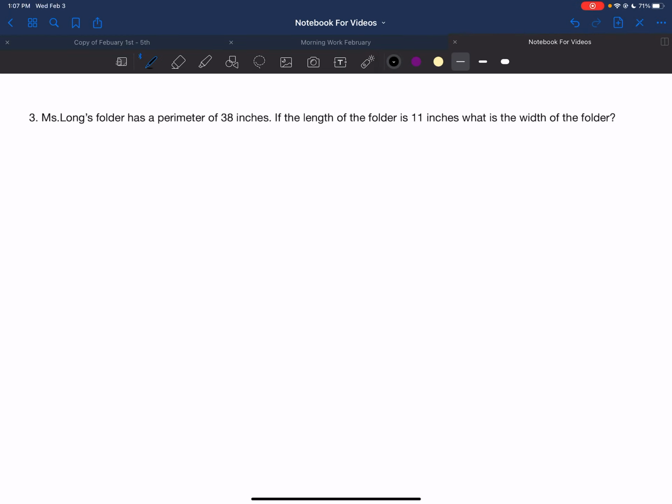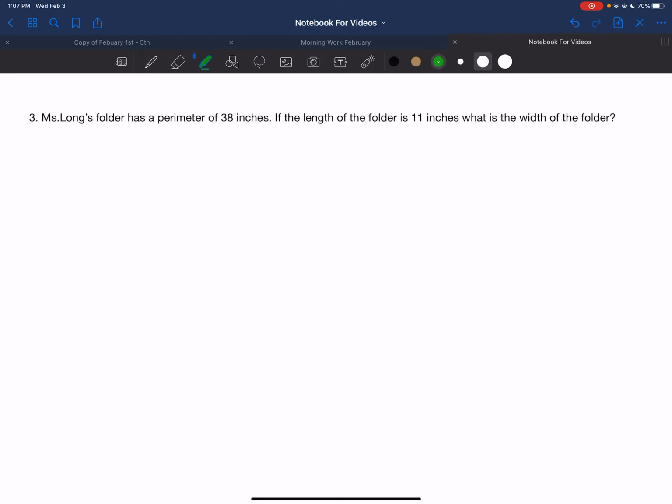Again, a word problem, so we're going to read it twice. Miss Long's folder has a perimeter of 38 inches. If the length of the folder is 11 inches, what is the width? Now, this problem, again, doesn't specifically ask for the area or the perimeter. So we have to read it again and then draw our models.